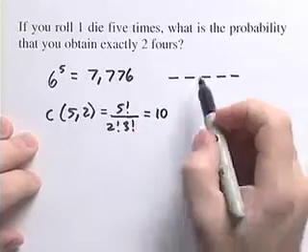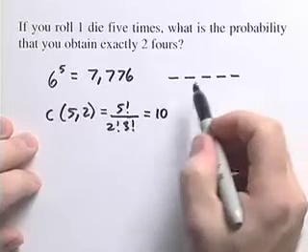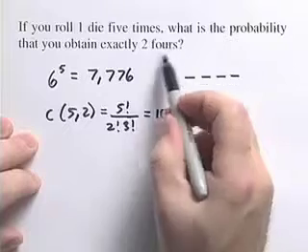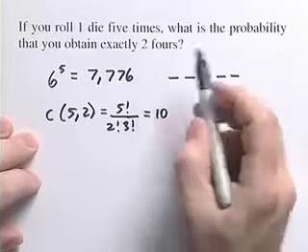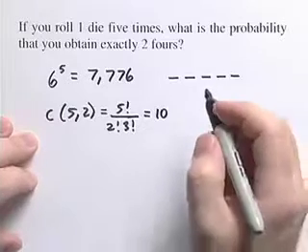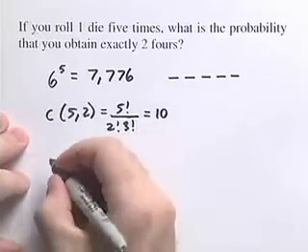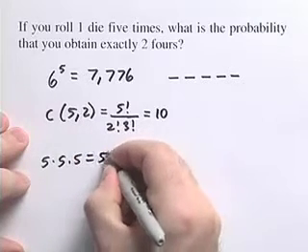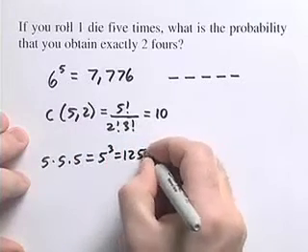Next, we need to find the number of ways we can get the remaining 3 slots filled. We can fill those with any of the 5 remaining numbers. We don't want 4s, because we wanted exactly 2 4s. So there are 5 remaining numbers we can put in each of the 3 remaining slots. Since repetitions are allowed, that's going to be 5 times 5 times 5, or 5 cubed, which is 125.